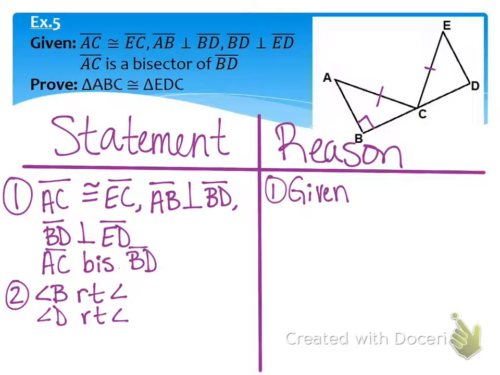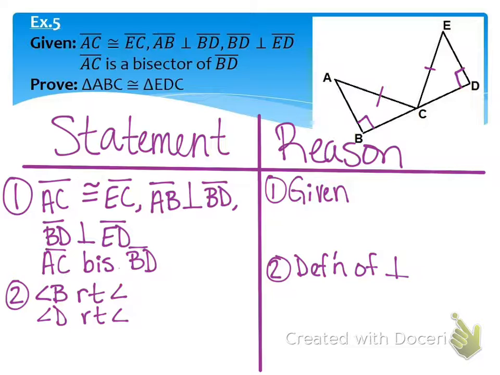How did we know both of those, Ataya? I said that B and D are right angles because of the definition of perpendicular. Yep, B and D are right angles. That's what I'm looking for as my reason here. Right angles, definition of what? Perpendicular lines. Are we all good on that? Okay, and we could mark that over here.